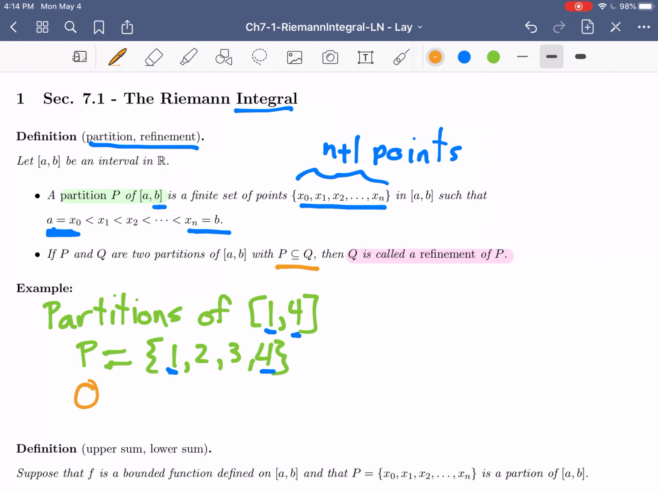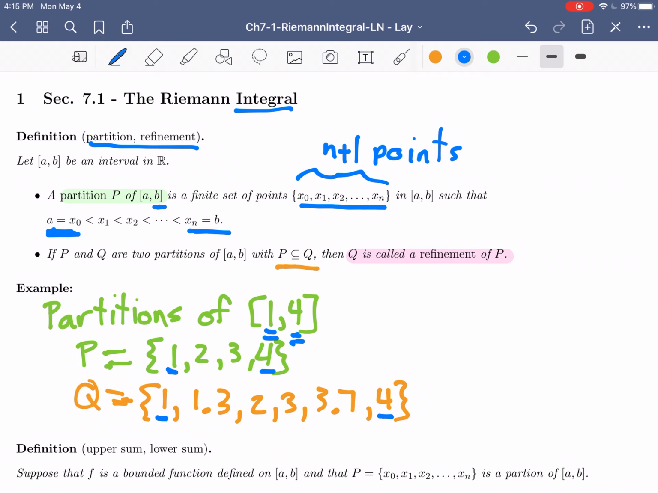We could also have another partition. Let's say it's Q, and maybe this Q has the point 1, has 1.3, has 2 and 3, maybe 3.7 and 4. Then Q is also a partition of 1, 4. Notice again that the first point is that value 1, and then that final point is the value 4.